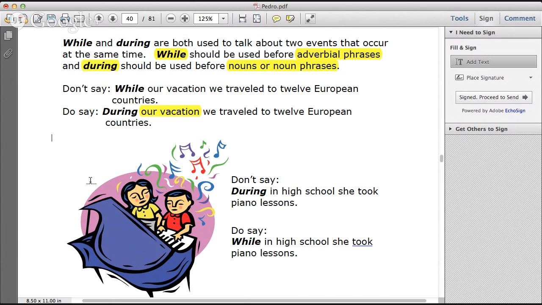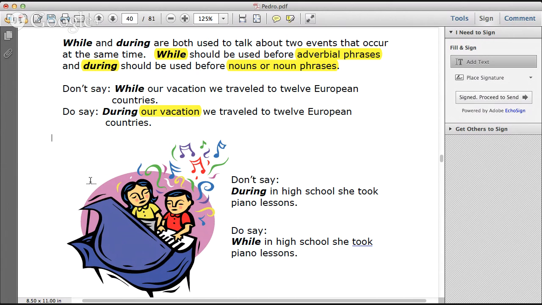Now, while. Yes, we use it with adverbial phrases, but also we would use it with gerunds, like while eating. While eating lunch, I. Things like that. We would not use during.